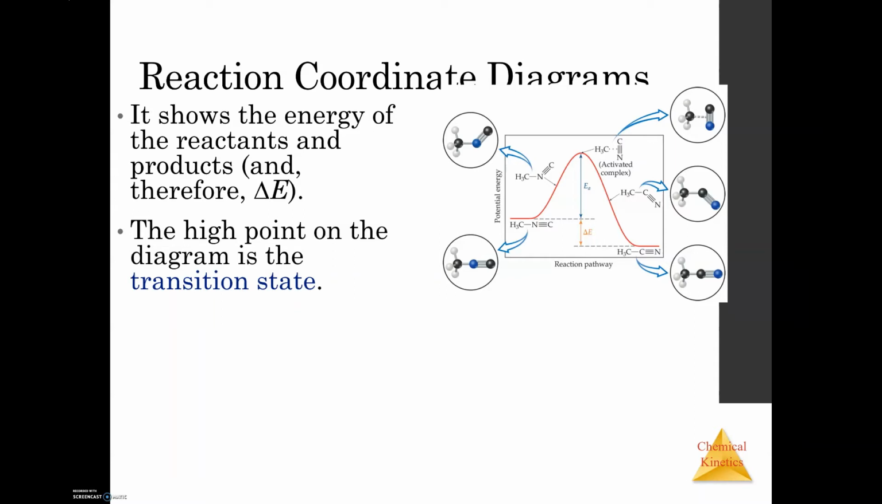So the high point on the diagram is also referred to as a transition state. And why is it called transition state? Because it's transitioning from the reactant to the product. Once it starts down the downhill portion of the curve, it's fast. It goes extremely quickly.